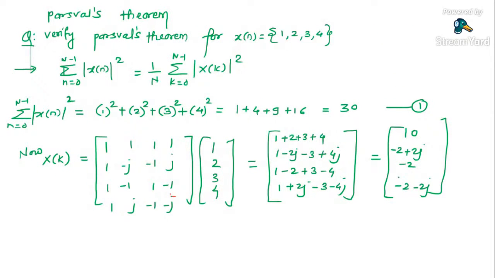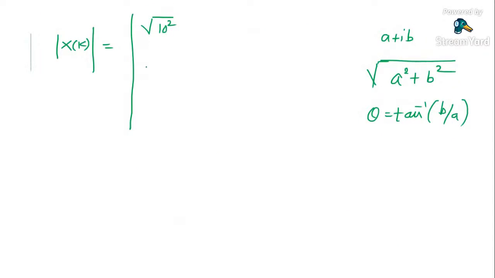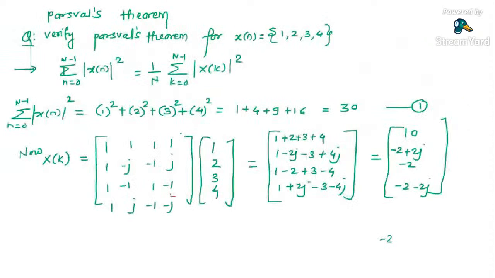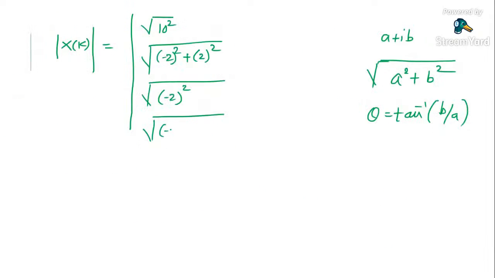From this, minus 2 is one number and 2 is the other number, so we will write square root of minus 2 square plus 2 square. Next, minus 2 square root, and last it is minus 2 minus 2j, so square root of minus 2 square plus minus 2 square. So that is the magnitude we have. The answer is 10.